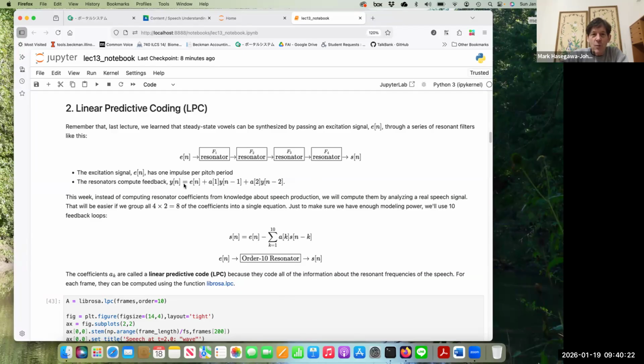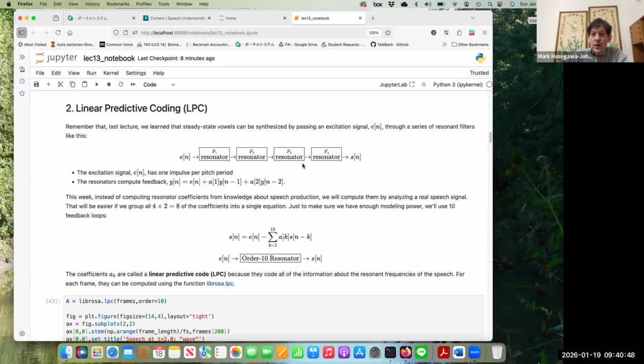So rather than taking y of n equals e of n plus a1 times y of n minus 1 plus a2 times y of n minus 2, instead we'll just say s of n is equal to e of n. We'll use a minus sign. Minus or plus doesn't really matter. Minus a1 times s of n minus 1 minus a2 times s of n minus 2, and so on all the way back to order 10.